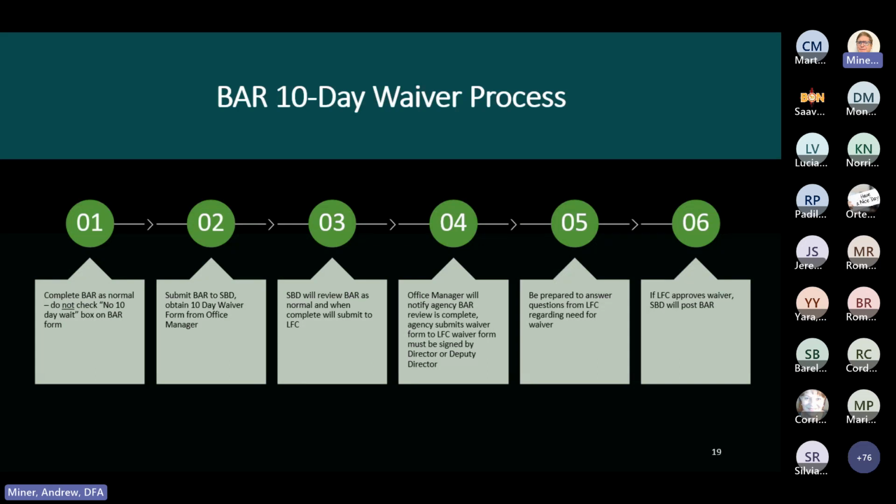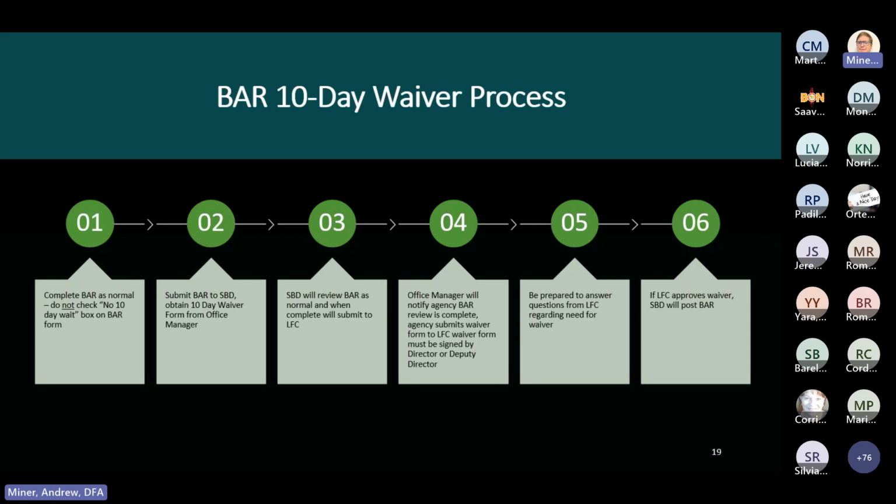There are some cases where an agency feels like they cannot wait the full 10 days because some expense needs to happen right now. And so agencies can request a waiver to the 10-day review period. So here's the process for how to do that. We did update this slightly this year.